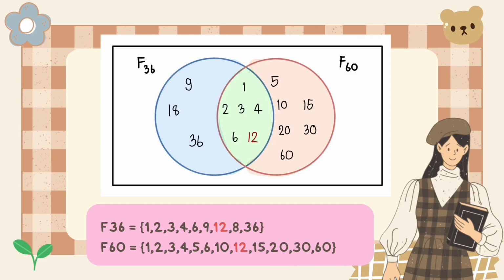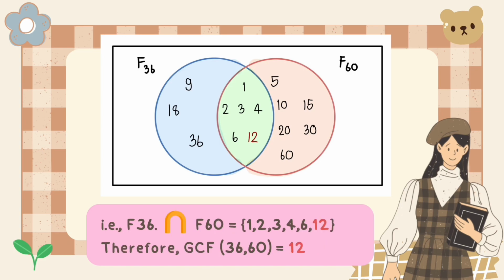Solution: a) First, make a list of the factors of 36 and 60. Using sets, let F36 and F60 be the sets of factors of 36 and 60 respectively. Then F36 is 1, 2, 3, 4, 6, 9, 12, 18, and 36. And F60 is 1, 2, 3, 4, 5, 6, 10, 12, 15, 20, 30, and 60.